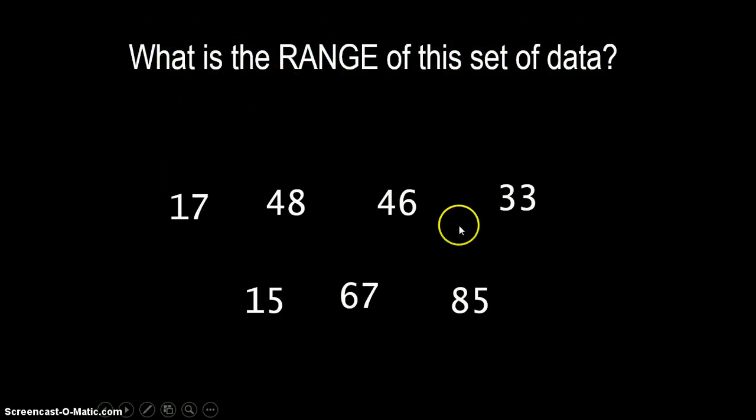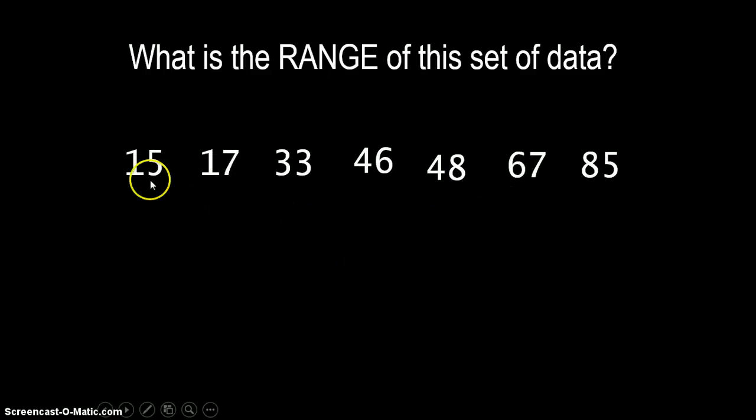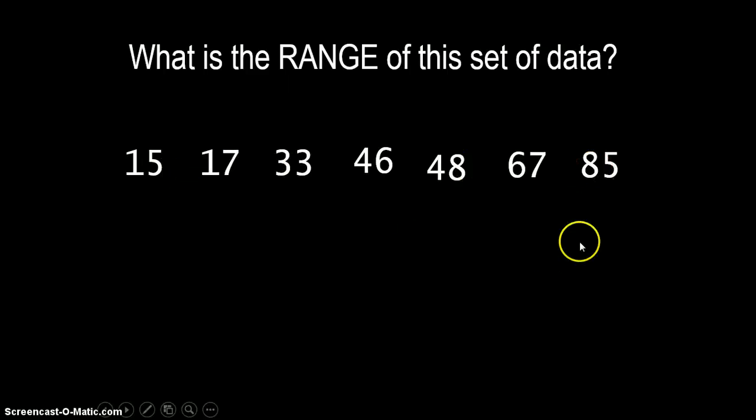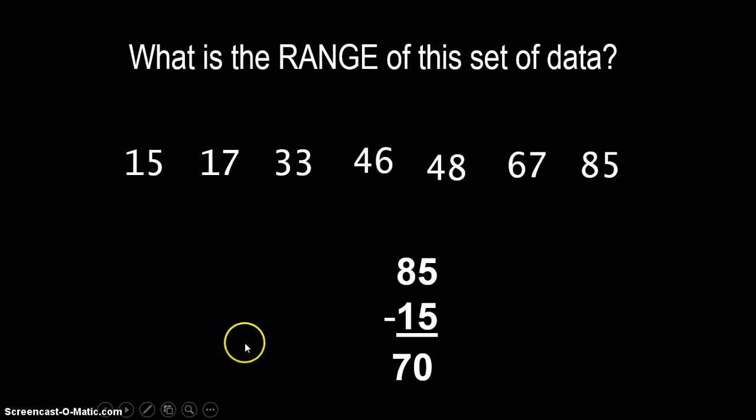What is the range of this set of data? So I'm looking through. Again, I want to put them in order. Scroll back really quick. 15 looks to be the smallest. The largest looks to be 85, and it is. So I'm going to go 85 minus 15, and that gives me 70. So the range for this data is 70.